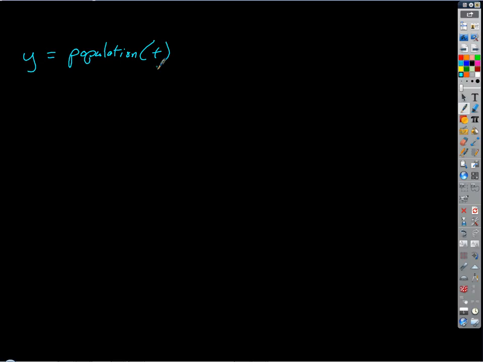Okay, so here's the differential equation that would describe this then. The rate of change of population growth would be proportional to population, right? Everybody agree? Okay. K is just the constant of proportionality.